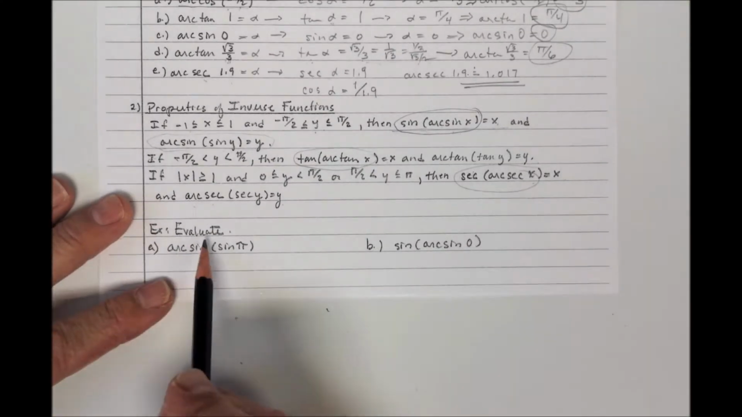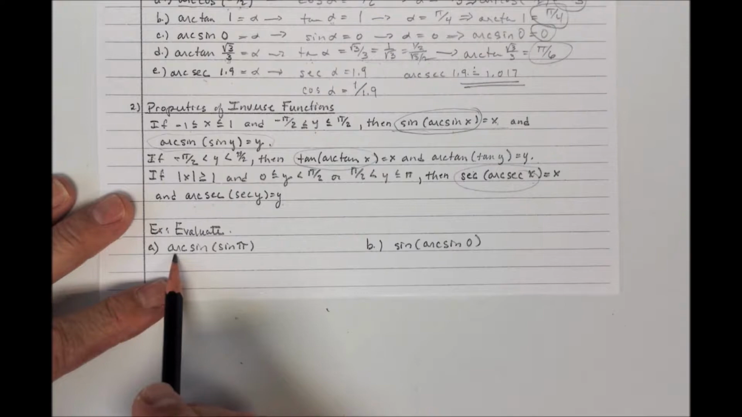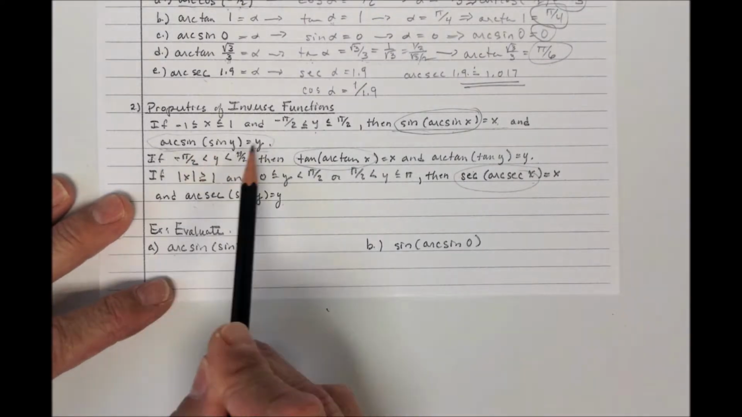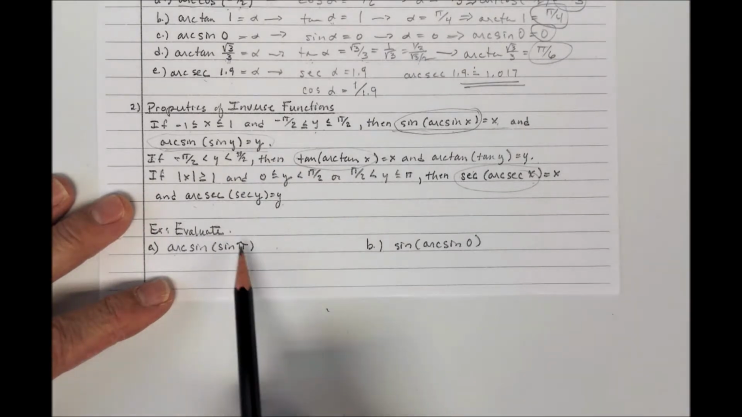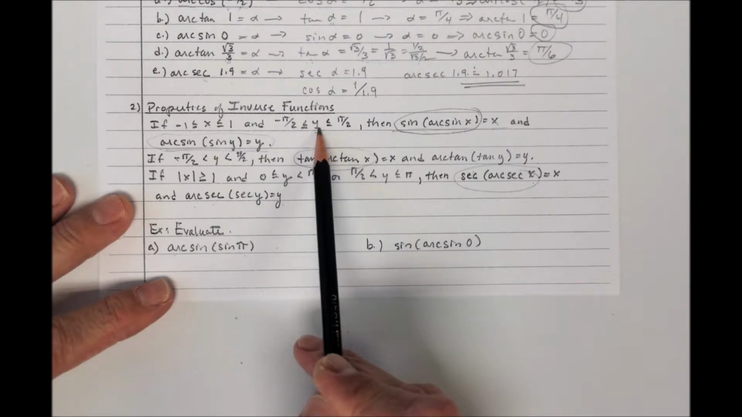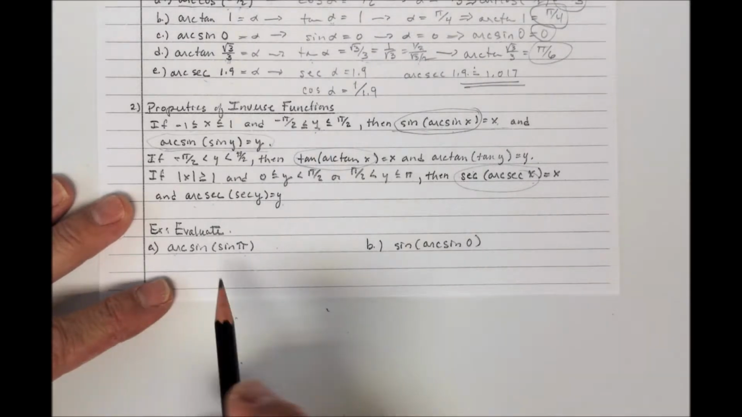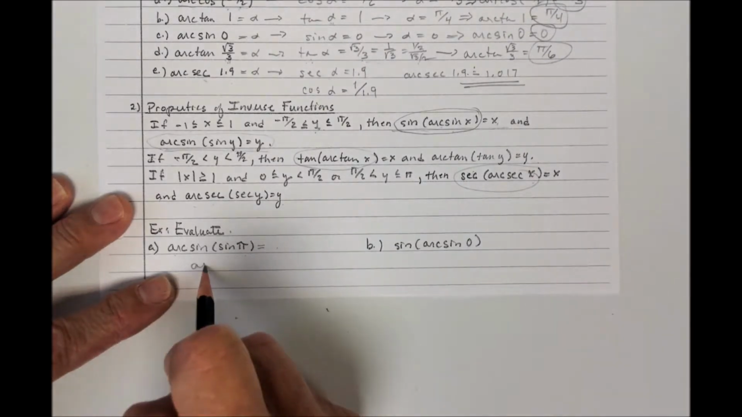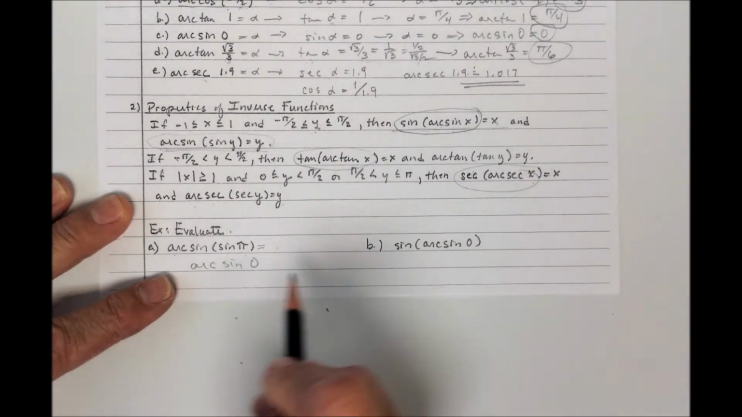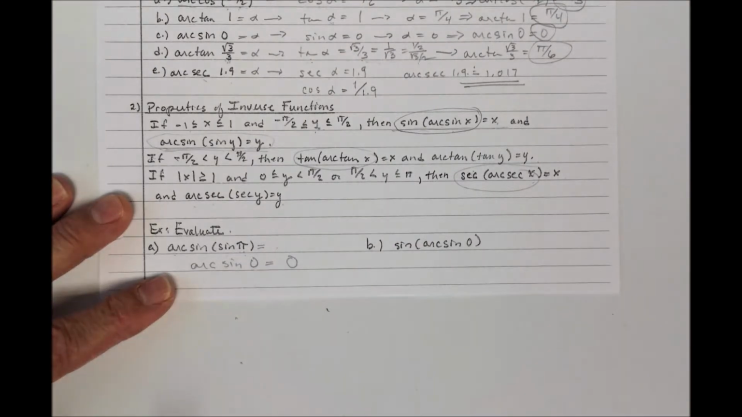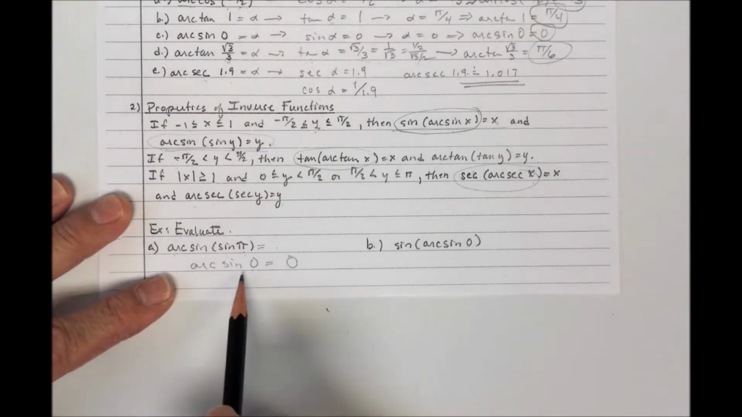Let's evaluate the arcsine of the sine of pi. Based on this, it should be pi. But look right here, is pi in that restriction? No, it is not. The sine of pi, you may remember, is 0. So this is the arcsine of 0. Well, the arcsine of 0 is 0. It's not pi, because you have to have an angle between negative pi over 2 and pi over 2. So this is equal to 0.